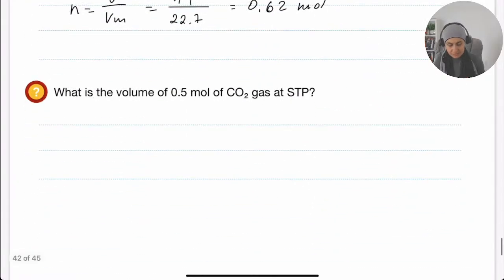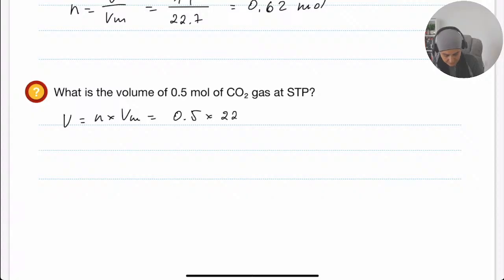What is the volume of 0.5 moles of CO2 gas at STP? n times molar volume, so 0.5 times 22.7, that is 11.4 cubic decimeters, right? Because the molar volume is in cubic decimeters per mole.